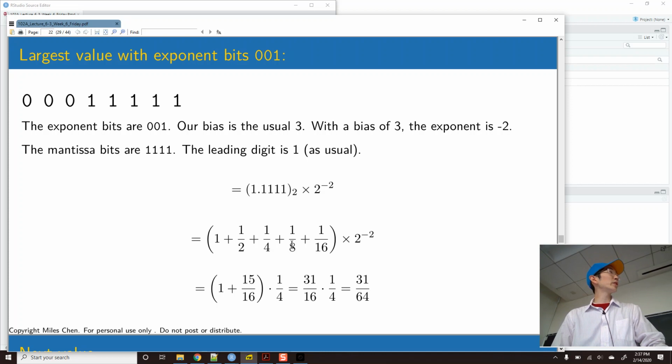So this becomes 1 plus 15/16ths, right? So the 1, 1, 1, 1 is basically 15/16ths, okay? So I've got 1 plus 15/16ths. My exponent is still negative 2, right? So this becomes 31/16ths times 1/4, or 31/64ths. So we're just shy of 1/2. 1/2 would be 32/64ths, but here we're at 31/64ths. And so we're still incrementing by 64ths, okay? And we've gotten up to 31/64ths, okay?